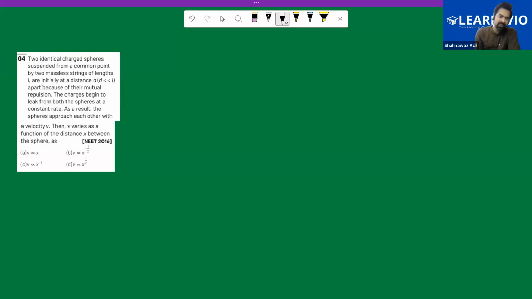of length L, initially at a distance d. So we have this, right, and the two spheres are separated by a distance d. The length of each string is L, so both of these are L, and the separation between them is d. Both have identical charge, so both have Q charge and Q charge, right? And they are at equilibrium.